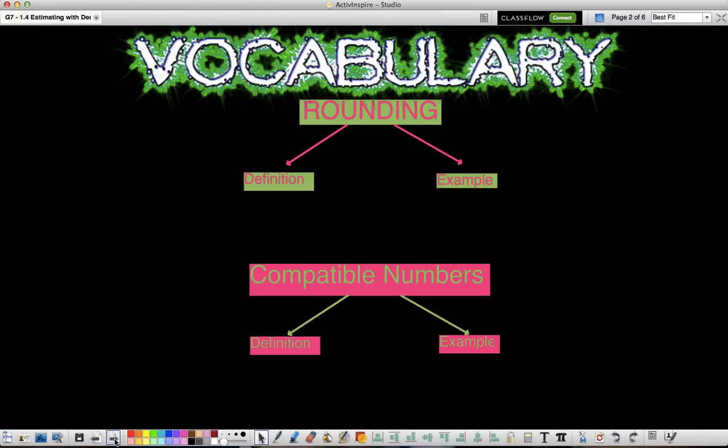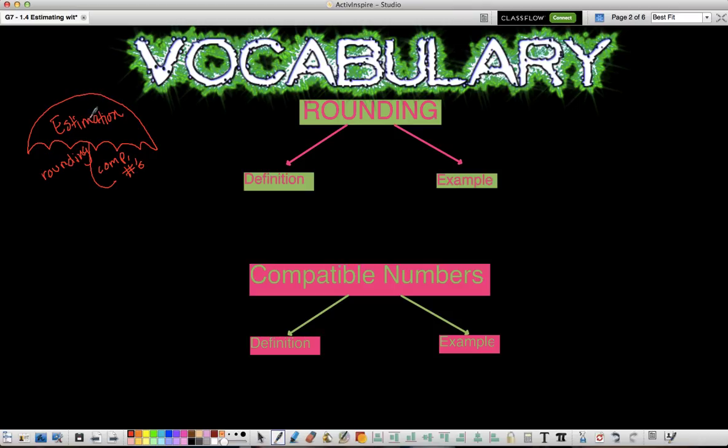All right, so first we're going to talk about vocabulary. When we say estimating, a lot of students automatically think of rounding. Well, rounding is a type of estimation. So think of an umbrella, and it's estimation. Everything under the umbrella is a type of estimation. So rounding is a type of estimating, and compatible numbers is a type of estimating.